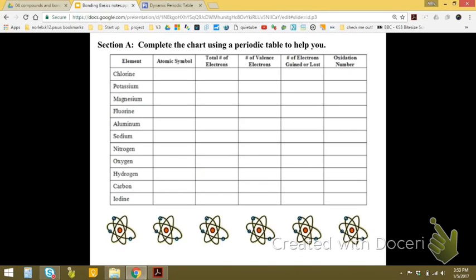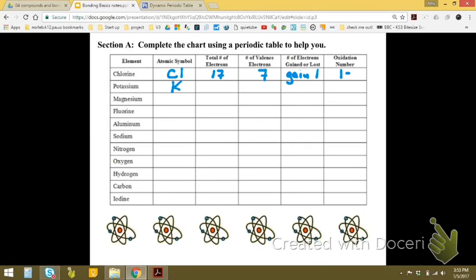Alright, so back to chlorine. Chlorine's atomic symbol is Cl. It has 17 electrons. It's in group 7, which means it has 7 valence electrons. And in order to move up to group 8, it needs to gain 1. So we're going to put a gain 1. And that gives it an oxidation number of -1. Since it has an oxidation number of -1, that means, remember, that it's going to have one extra negative thing, and the electrons are what are negative. So we need to gain 1 negative.